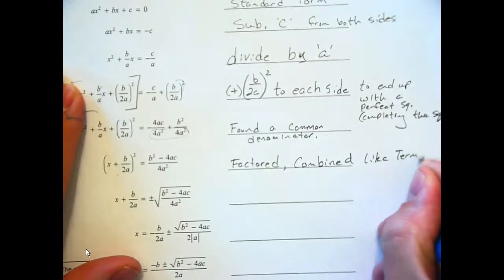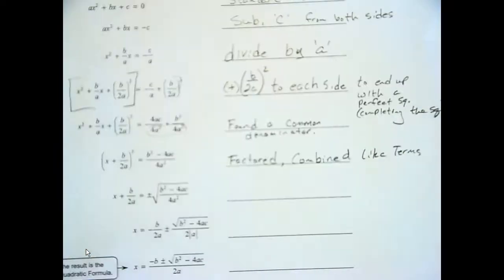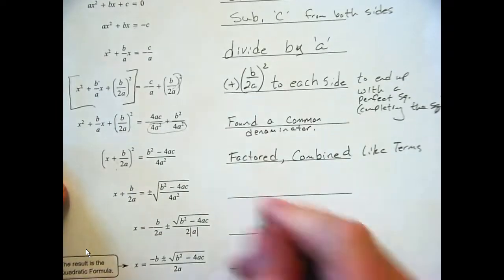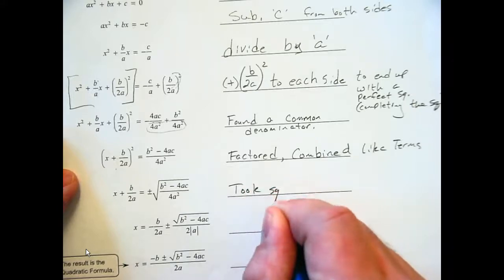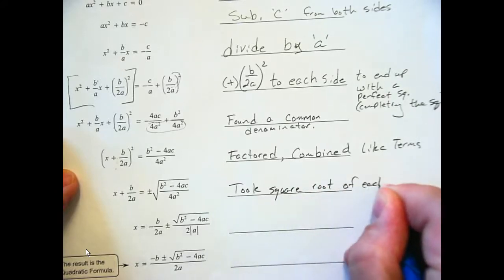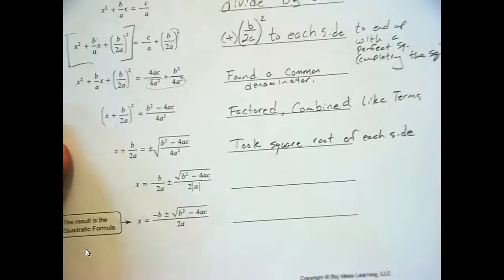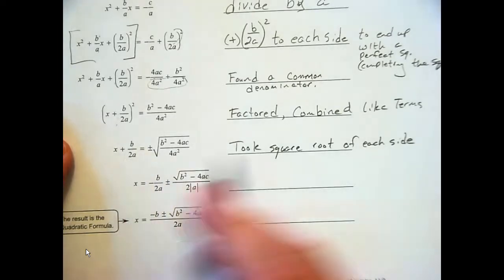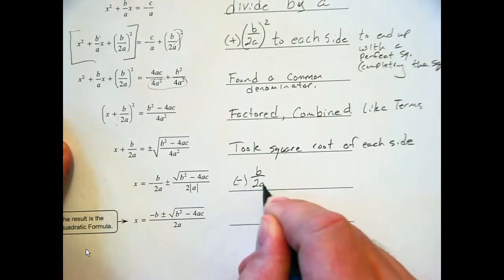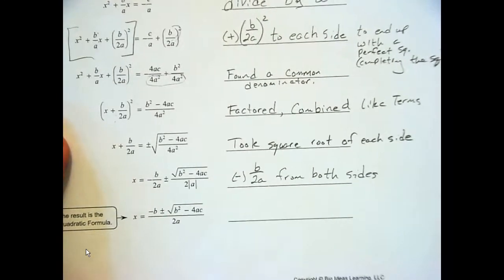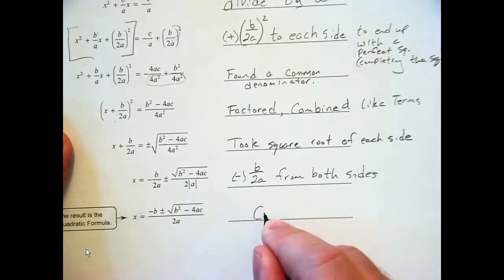Can't believe some of you want to do this every time. That's awesome. And now what did they do from here to here? They took the square root from both sides. Took the square root of each side. And then they subtracted b over 2a from both sides. And finally, they simplified, or they added the two fractions. Combine like terms, or however you want to put it. I'm going to just say added fractions.